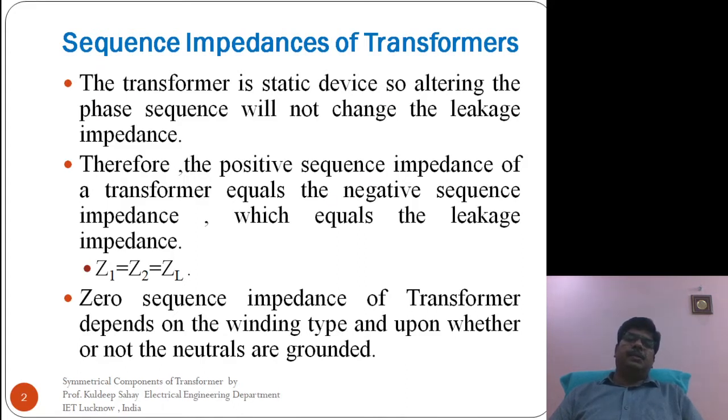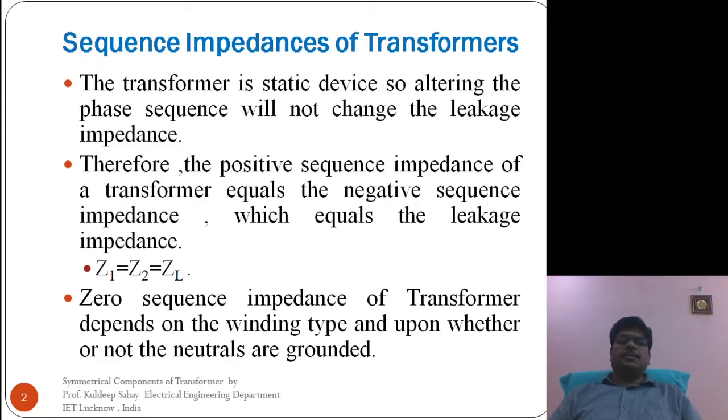So a change in the phase sequence will not change the leakage impedance. If the leakage impedance does not change, then even if we change the phase sequence, the sequence impedances will remain the same, meaning the positive sequence impedance will be equal to the negative sequence impedance, and that will be equal to the leakage impedance of the transformer.